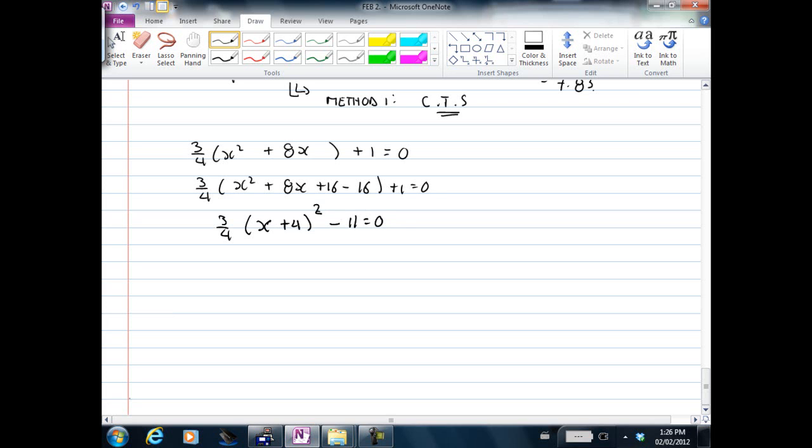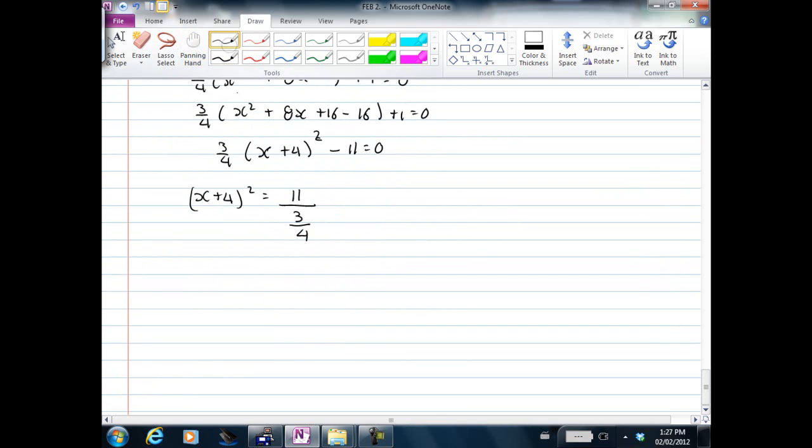Hey guys, gals, once you get up to here, it's just a game of solving it. So now we're just going to solve for x. We go (x plus 4) squared equals 11 divided by 3/4. Some of you like to work with decimals, which is fine for now, but I'm just going to leave it as fractions. (x plus 4) squared equals 44/3.